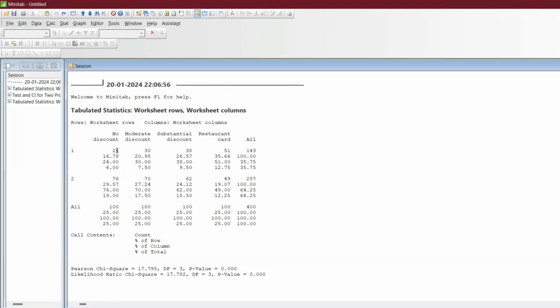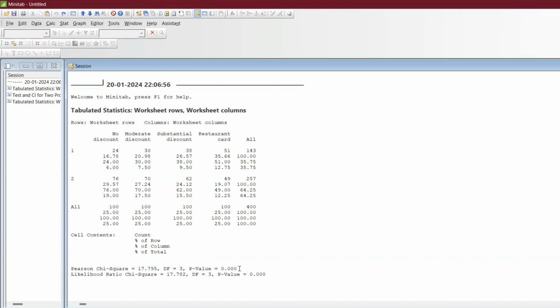The same data: 24, 30, 38, 51, put together 143. In terms of percentage, it is, for example, 16 percent, 20, 26, 35 percent, right? I'm ignoring the decimal values. Then you also have expected values, right? So 24, 30, 38, and 51. Similarly, for no, you have the remaining percentage, and then very importantly the p-value. P-value is 0. That means significant.